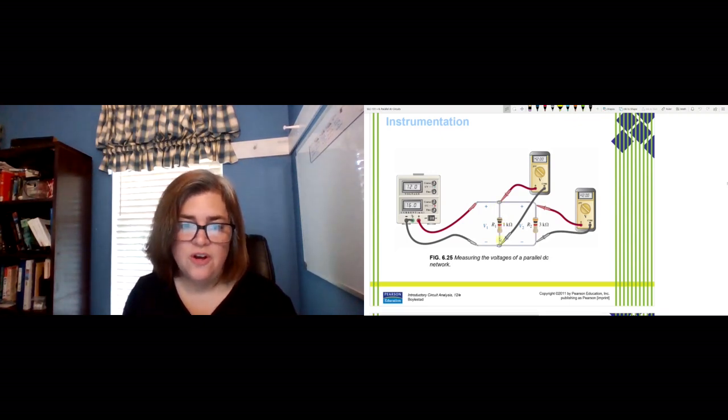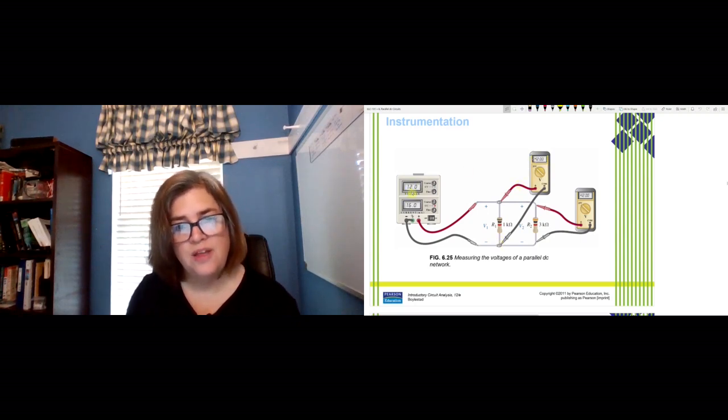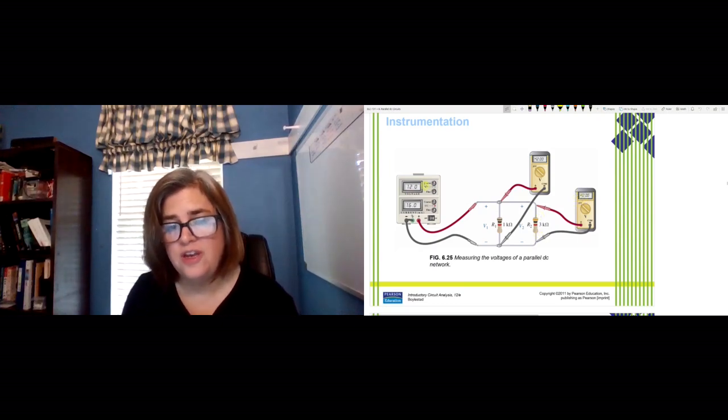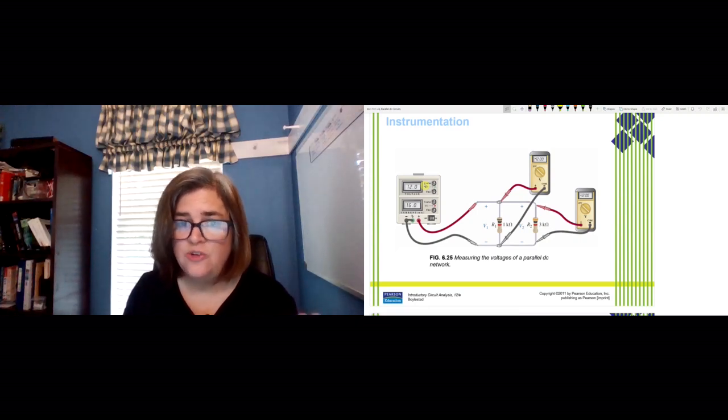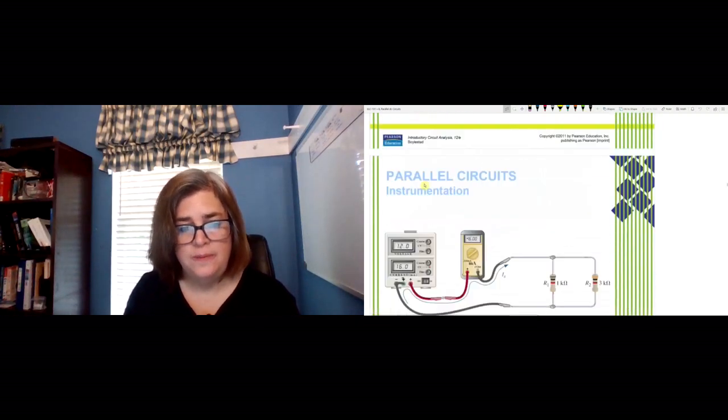So notice across R1 we have a measurement of 12 volts, which is the voltage we're applying to the circuit. And across R2 we're measuring 12 volts, which again is the voltage we're applying to the circuit. Each of those resistors is in parallel with the source, so you should see 12 volts across each.